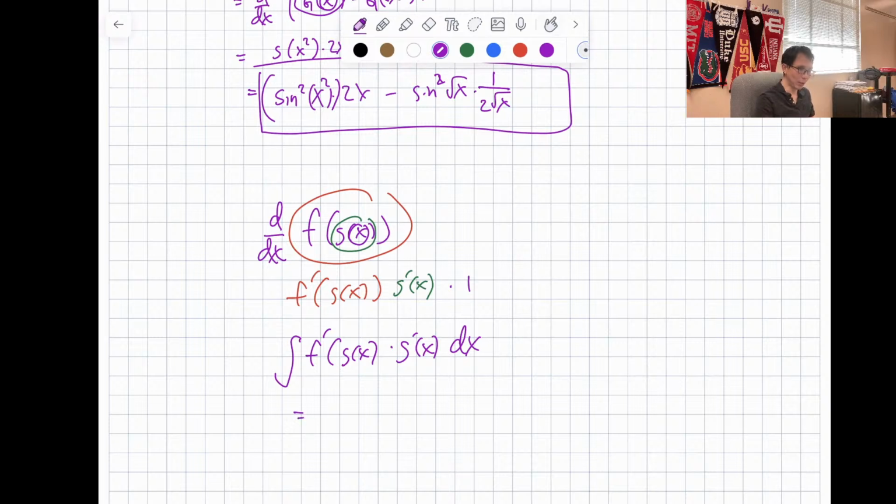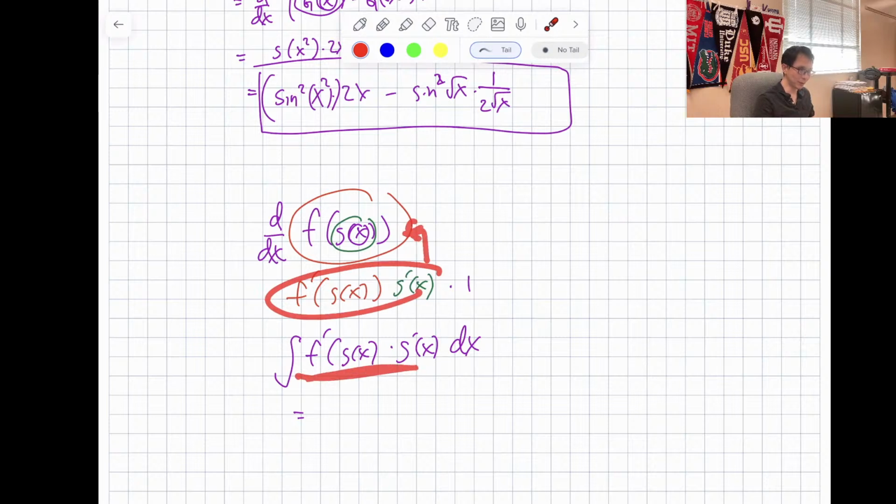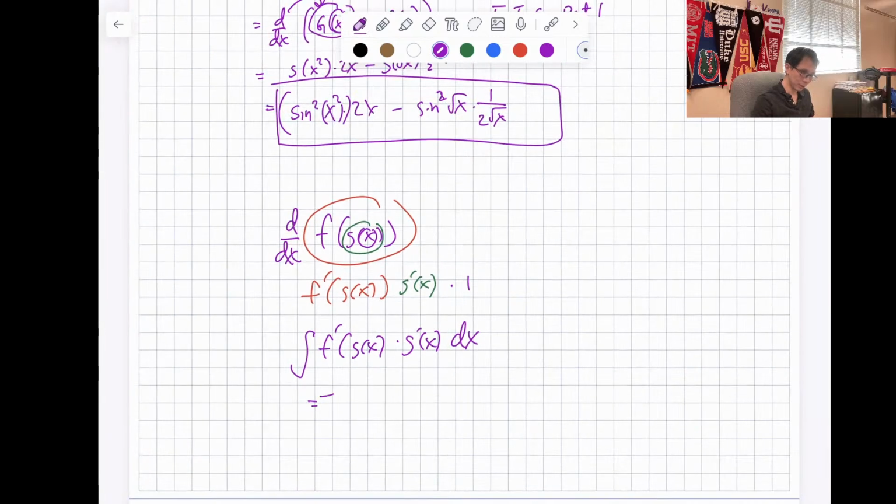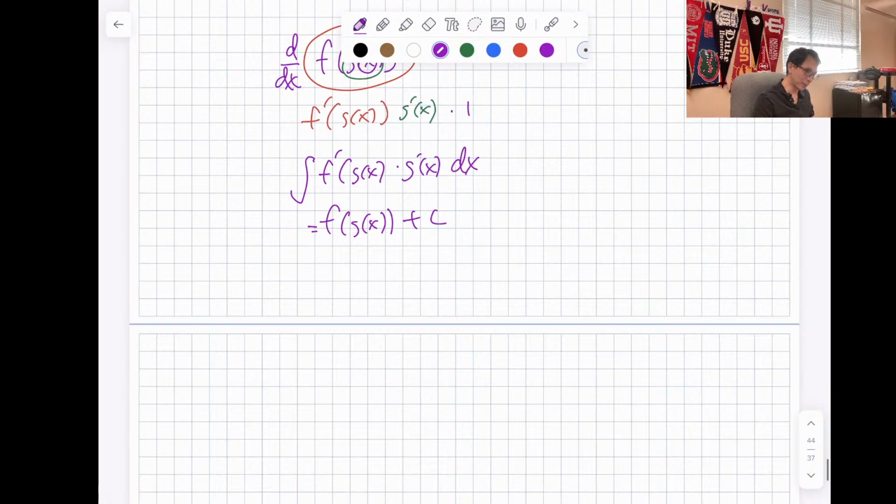Well, we know this is the derivative of this. So that means the antiderivative of this is going to give you f of g of x plus c. Does that make sense? Now you're going to be like, well, this doesn't really make sense. How is that going to relate to u-substitution? The reason why I talk about u-substitution is that it has an assumption.